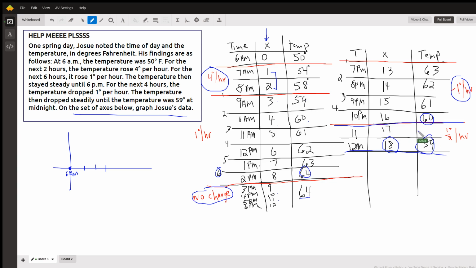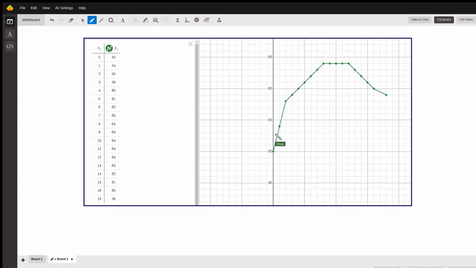What number went in here? Well, if it's a constant decrease, that means it went to 59.5 at 11 p.m. And so it's dropping half a degree per hour for that last interval. Here's what the graph might look like on board 2.